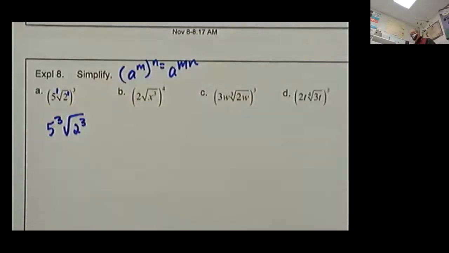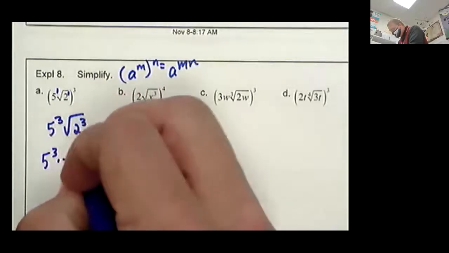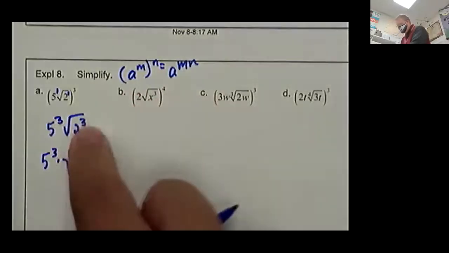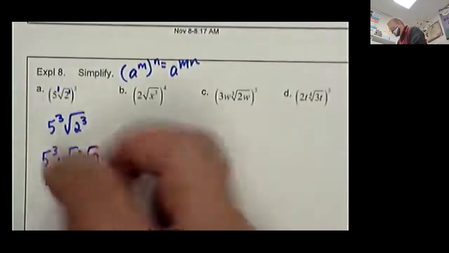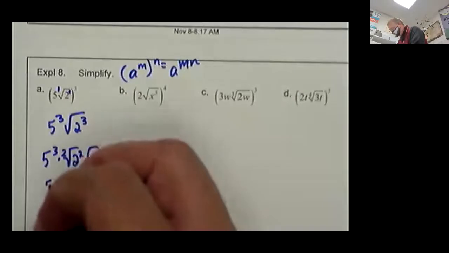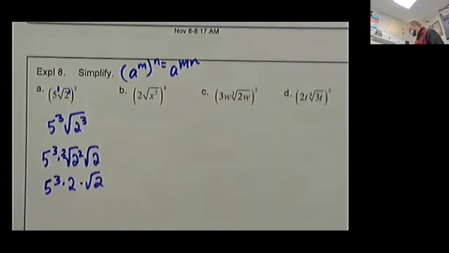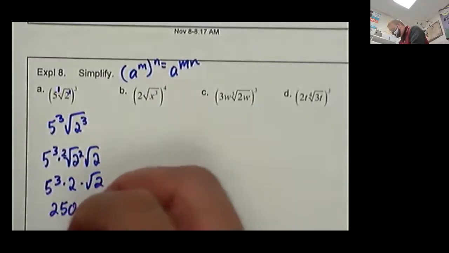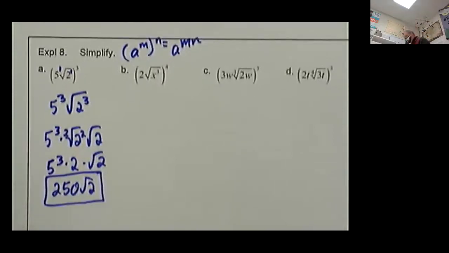We know that every 2 powers of 2 come out because the index is a 2. So this is 5 cubed times the square root of 2 squared times square root of 2. I'm going to break this up into a 2 and a 1 because the 2 cancels. The index of 2 and the power of 2 cancel. So we have 5 cubed times 2 times root 2. We can work that out on our calculator. 5 cubed is 125 times 2 is 250 square root of 2. Again, no decimals, although you can use your calculator to check it by seeing if the decimals are the same.